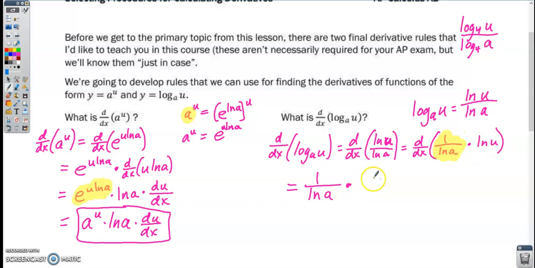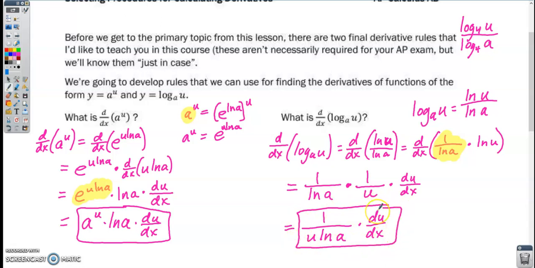The derivative of the natural logarithm of u, using our rule that we learned for natural log, is 1 over u times the derivative of u. There's our chain rule application. And we can rewrite this into one neat, easy to remember rule: the derivative of the base a logarithm of u is 1 over u times the natural logarithm of a times du dx. Okay, so those are two rules to add to our tool belt.